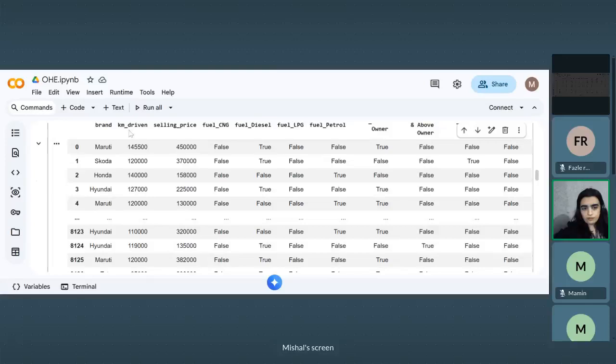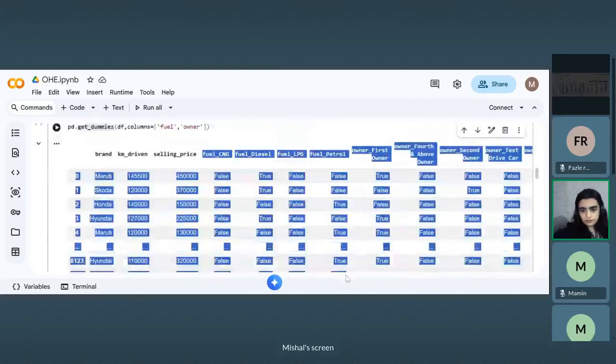Here we have brand, kilometer driven, selling price as it is. After it, we had this fuel column. So now it is adding the categories with the fuel. We have a category CNG, so now there is a column named fuel CNG. Then we have a category named diesel, so it is adding fuel diesel. Then fuel LPG, fuel petrol, and like this. So we are having these four columns for fuel.